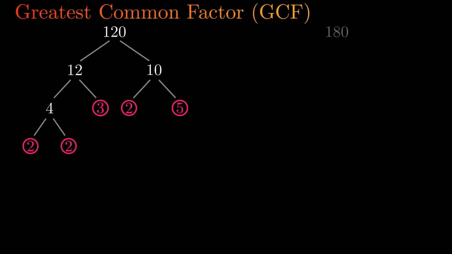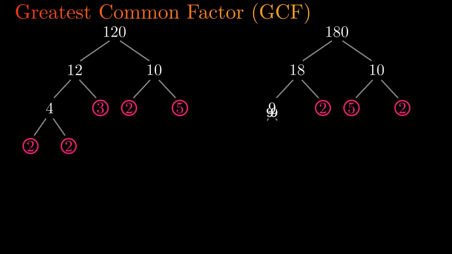Now let's do 180 quickly. 180 is 18 times 10. 10 becomes 2 and 5. 18 becomes 2 and 9. And 9 becomes 3 and 3. The final leaves are 2, 2, 3, 3, and 5.